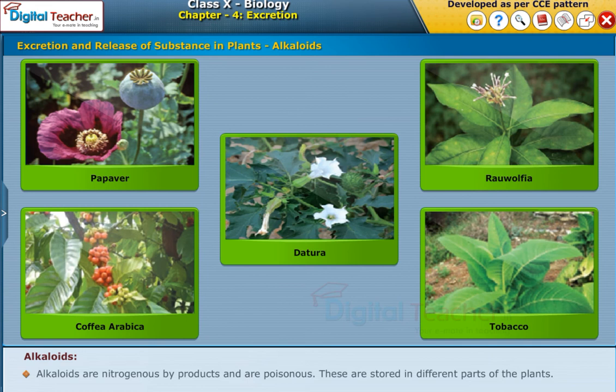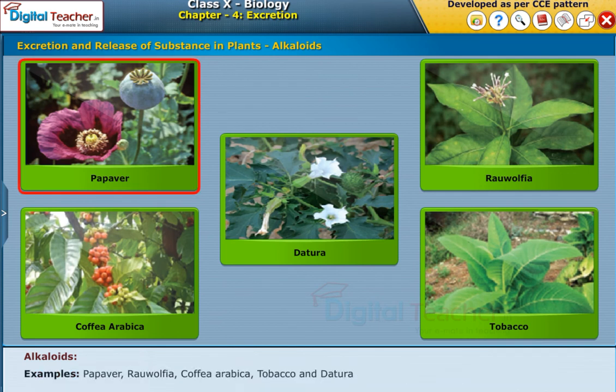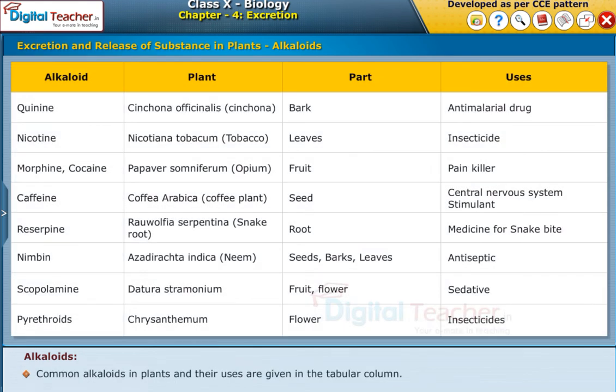Alkaloids. Alkaloids are nitrogenous byproducts and are poisonous. These are stored in different parts of the plants. Examples: papaver, Rauwolfia, Coffea arabica, tobacco, and datura. Common alkaloids in plants and their uses are given in the tabular column.